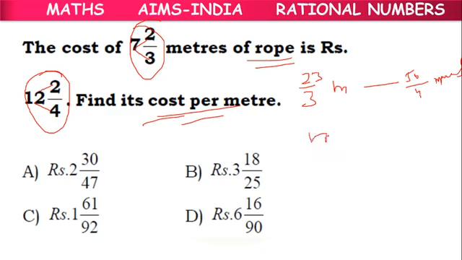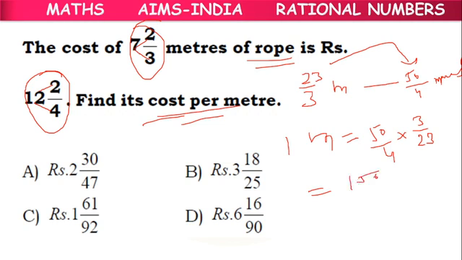So then what is the cost per 1 meter? This will go this side. So we have 50/4 rupees. If this fraction goes to the right hand side, it will become reciprocal, 3/23. 50 into 3, 150. 4 into 23, how much will we get? 92. We will get 92. Okay, children, we are getting 92.